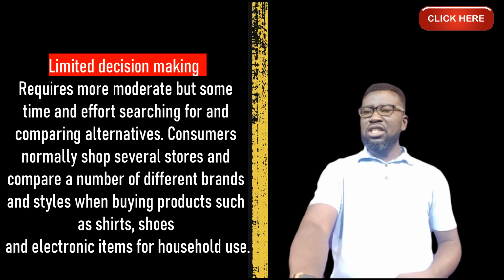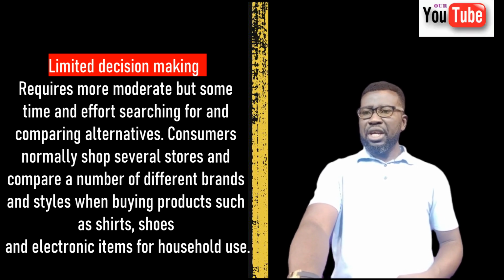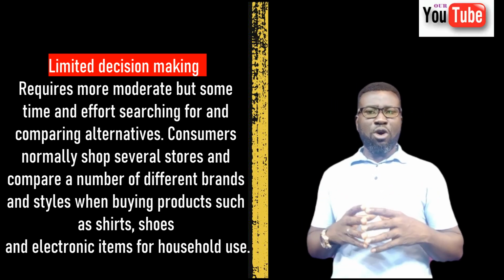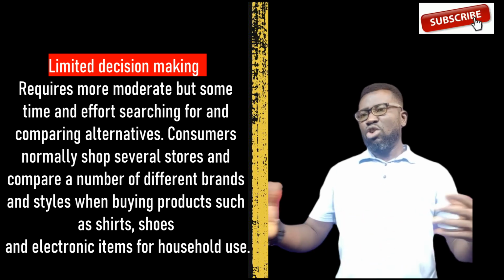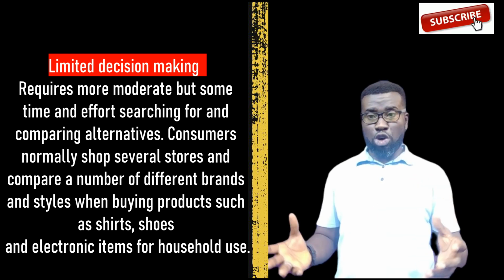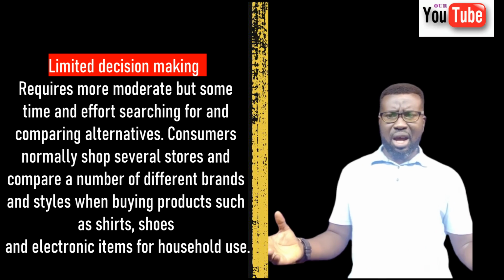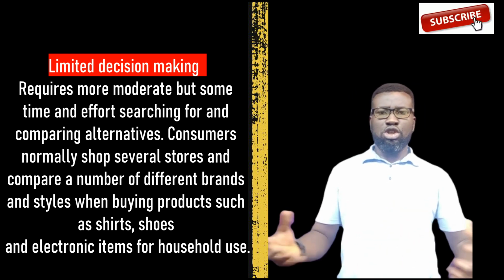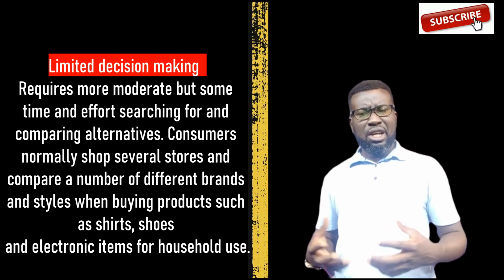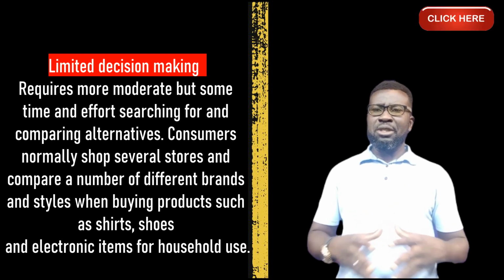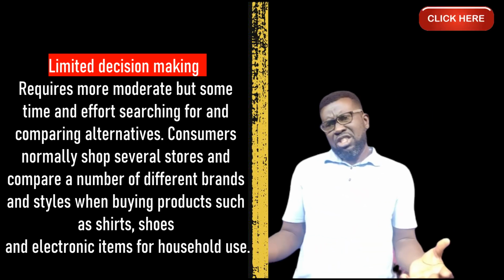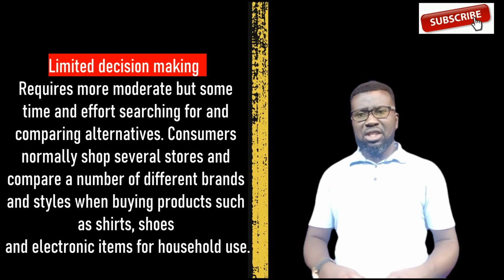Now, the second one is limited decision making. What does this one really mean? It requires moderate but some time and effort searching for and comparing alternatives. All right. So consumers normally just go around several shops comparing a number of different brands and styles. When buying products such as shirts, shoes, electronic items for household use, marketers try to provide useful, attractive advertising and in-store displays to make consumers aware and buy the product, since this particular kind of product requires limited decision making.